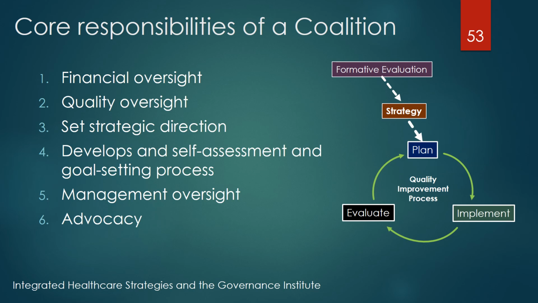3. Setting strategic direction, part of the planning stage. 4. Develop a self-assessment and goal-setting process. This would include the initial formative evaluation process to help the coalition develop an effective plan. This would also include the evaluation part of the cycle that informs further planning and coalition strategic improvement.